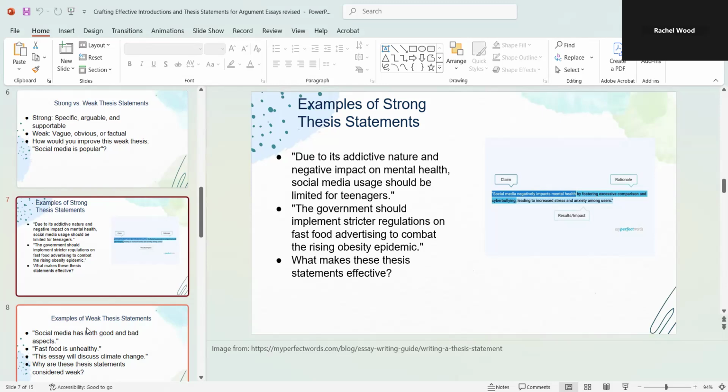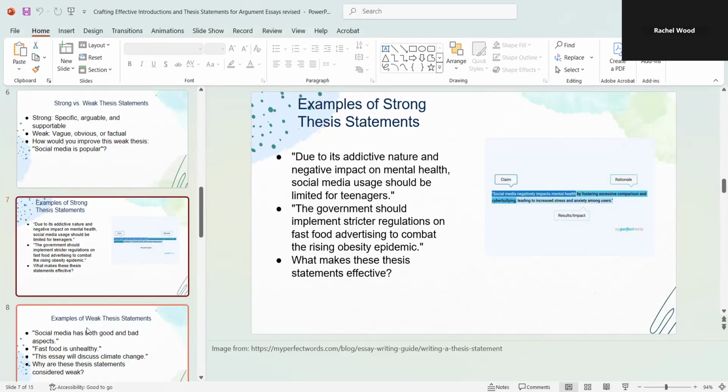But these are some strong thesis statements. Notice the claim and the rationale in the picture that I have here. Due to its addictive nature and negative impact on mental health, social media usage should be limited for teenagers. That's one strong thesis statement. It is debatable, it is clear, it has a claim, and it also has reasoning in it.